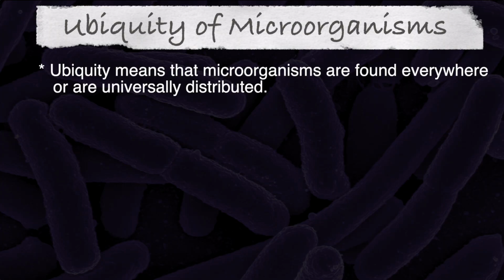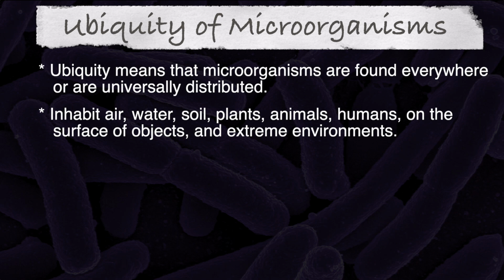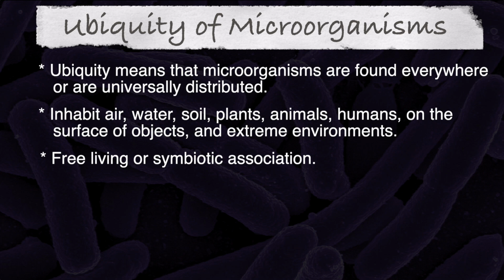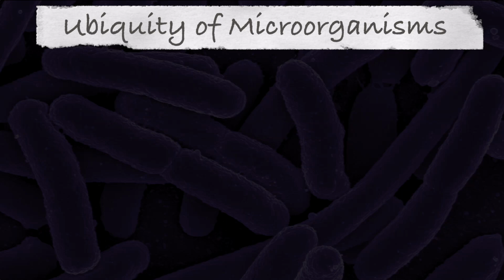In this lab, we're going to discuss the ubiquity of microorganisms. Ubiquity means that microorganisms are found everywhere or are universally distributed. Specifically, microorganisms are known to inhabit air, water, soil, plants, animals, humans, on the surface of objects, and in extreme environments. Additionally, these microorganisms can be found in free-living or symbiotic associations.